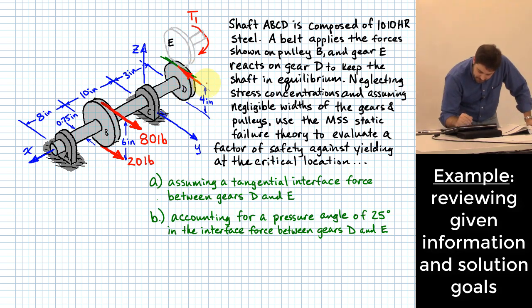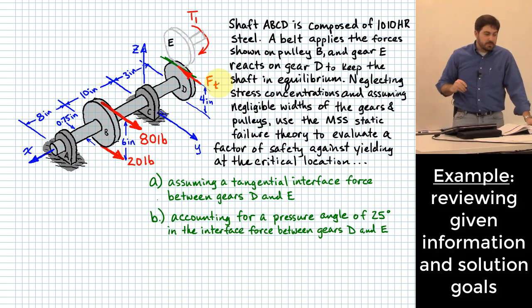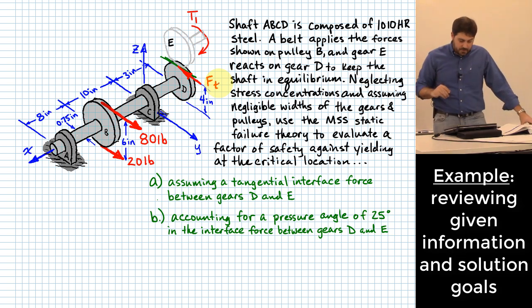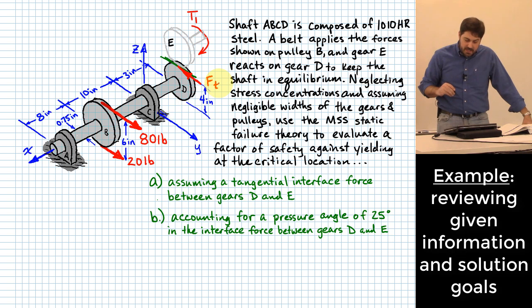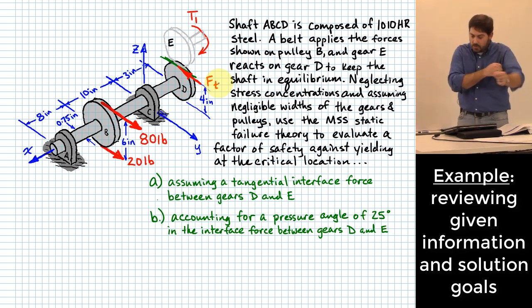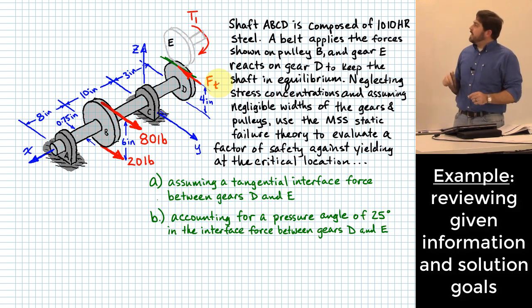And I tell you what, I'll go ahead and give that a name. I'll say that's F sub T, where T stands for tangential. And so that force is applied to gear D, and that's what's going to keep this shaft in equilibrium. Okay. For part B, we'll get to that in just a minute.